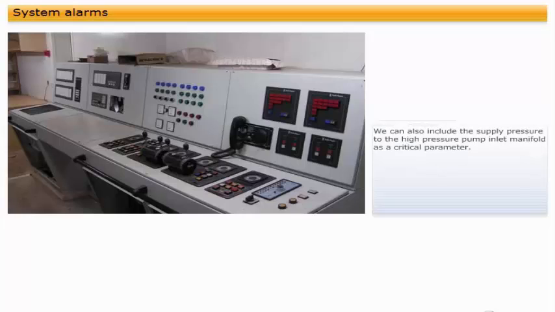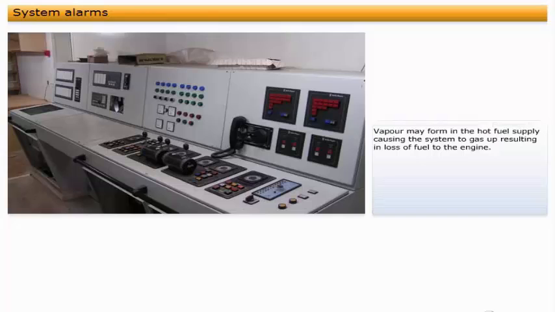You should by now realize that the critical parameters for a fuel injection system operating on heavy fuel oil are the fuel temperature and viscosity. We can also include the supply pressure to the high-pressure pump inlet manifold as a critical parameter. This pressure should be high enough to prevent vapor formation in the hot fuel. Low pressure in supply to the high-pressure pump manifold can result in engine operating problems. The high-pressure fuel pumps may get starved of fuel, particularly at high engine loads.